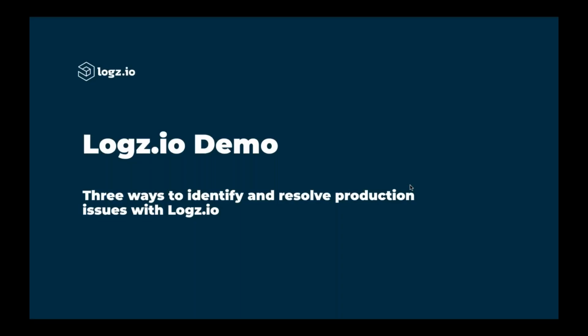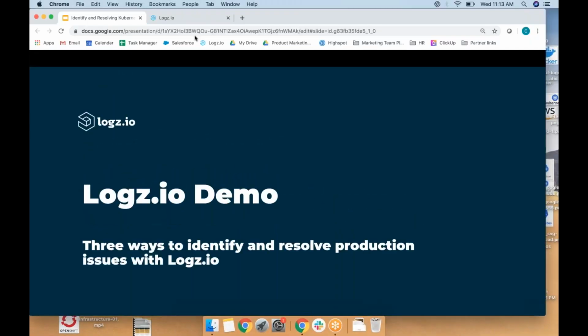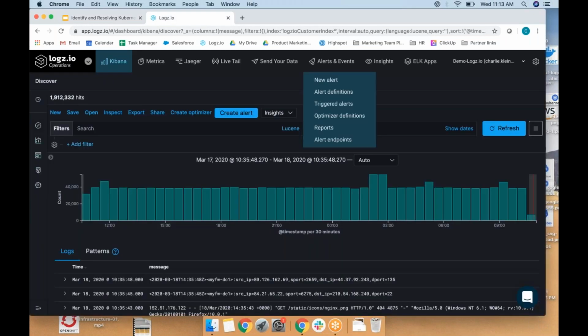All right, let's get into the Logz.io demo. What we're going to do is go through 3 different ways to identify and resolve production issues with Logz.io. This is after you've sent your Kubernetes log and metric data to Logz.io from AWS or Azure. You can then analyze it in our platform. So let's take a look.